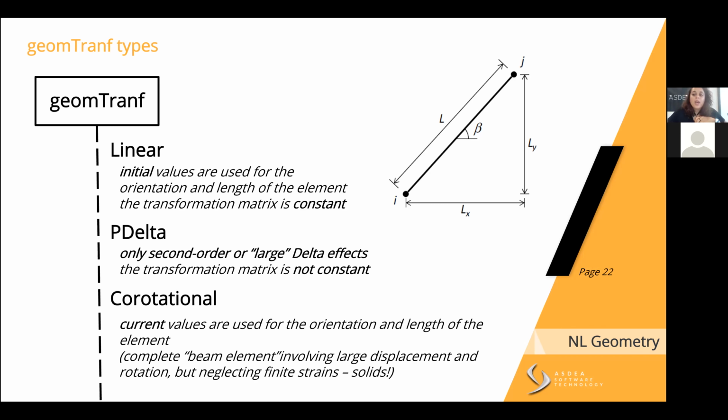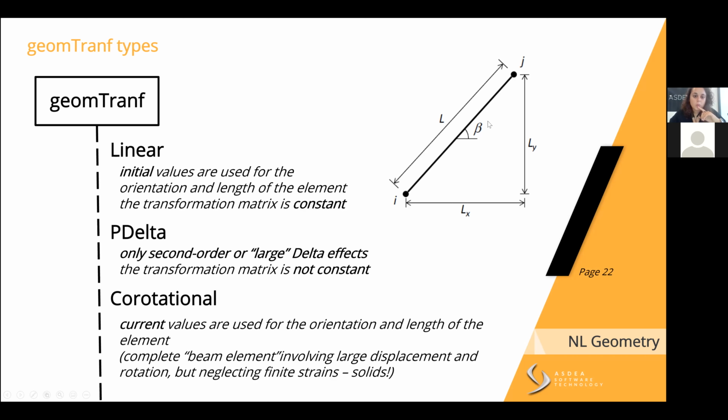And then we have a middle ground. We have a pdelta kind of transformation that includes only the second order or large delta effects. So it still uses the initial values, but it adds to them the possibility of having large displacements. So these second order effects make the transformation matrix not constant, and we're not using the same values throughout the whole analysis in terms of initial length and original orientation.